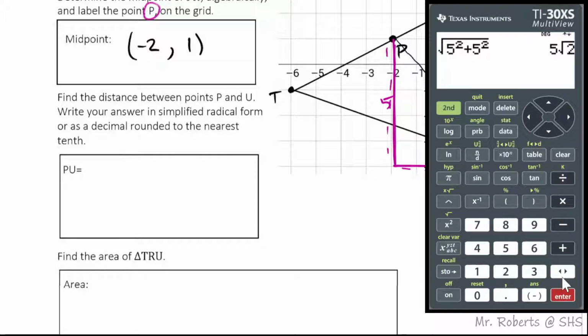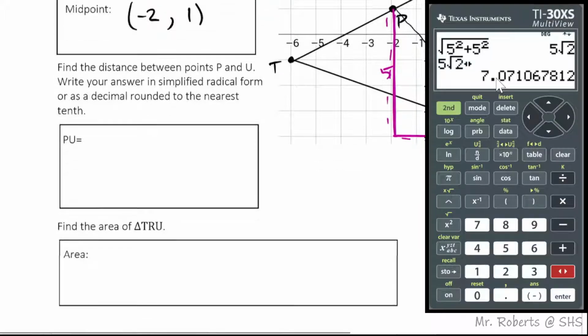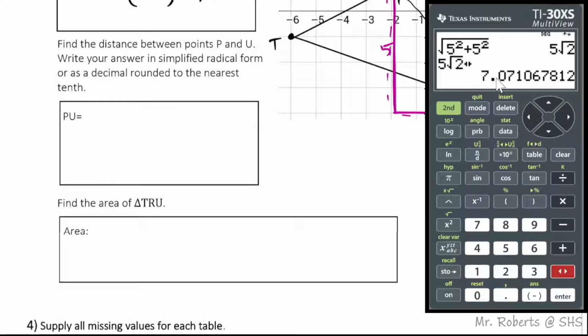And if we want it as a decimal approximation, it would be 7.07. I think it says round to the nearest tenth. So the two things we could have written down for our answers for the distance here was we could have written down 5 times the square root of 2, which is about 7.1 units, right? They're both just linear units when rounding to the nearest tenth.